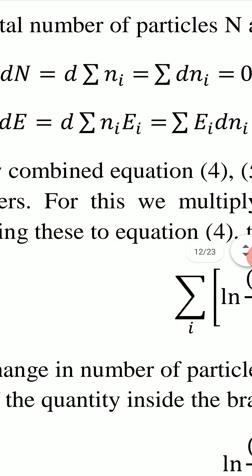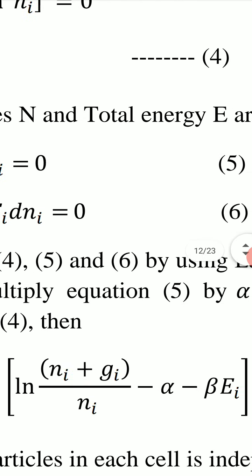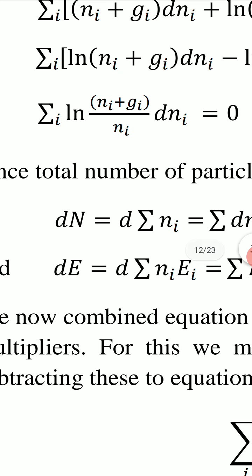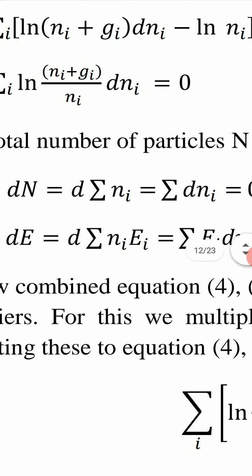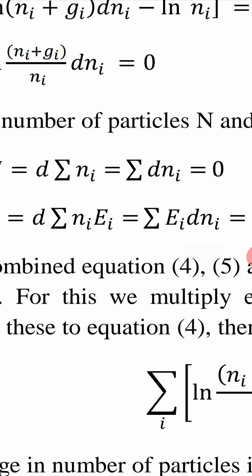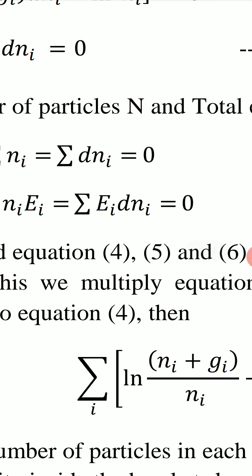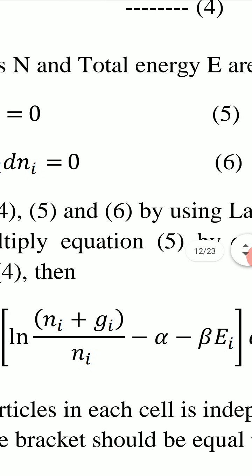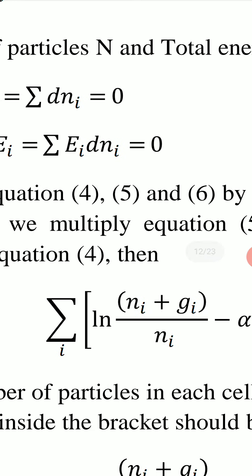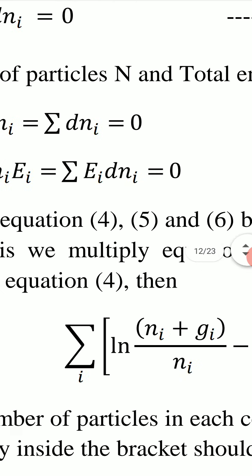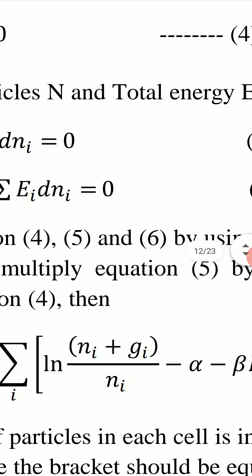For this, we subtract from equation 4. This is equation 4: log Ni plus Gi upon Ni into dNi. We subtract from this equation the next equation multiplied by alpha, and we subtract the next equation multiplied by beta. So equation 5 is multiplied by alpha. We have summation alpha dNi equal to 0, and equation 6 is multiplied by beta. So we have summation beta Ei dNi equal to 0. And then we subtract these two equations 5 and 6 from equation 4.